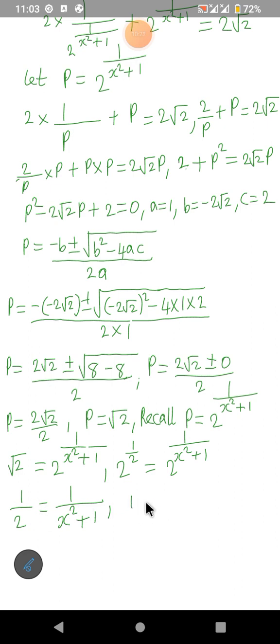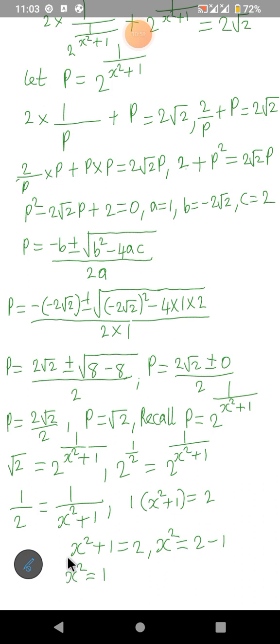So here will become 1 bracket x squared plus 1 equal to 1 multiplied by 2, that's 2. So we write x squared plus 1 all equal to 2. Then from here I can say that x squared is equal to 2 minus 1. So we can say x squared is equal to 1.